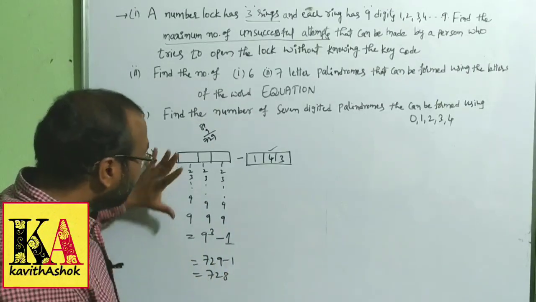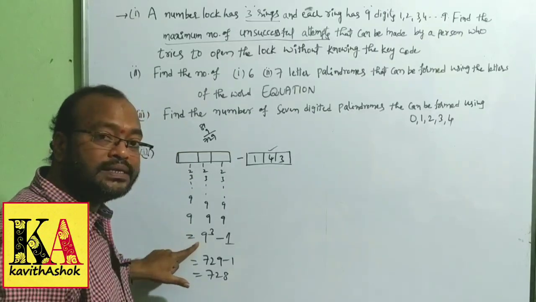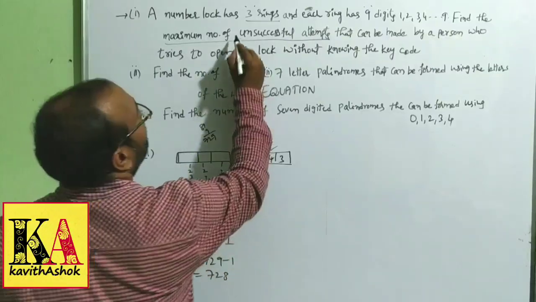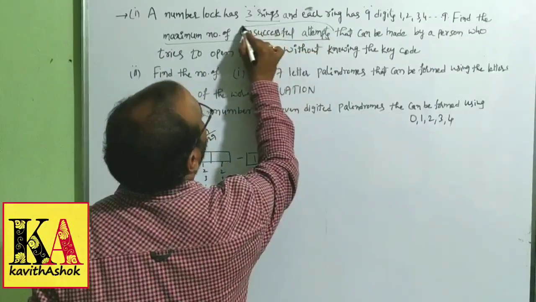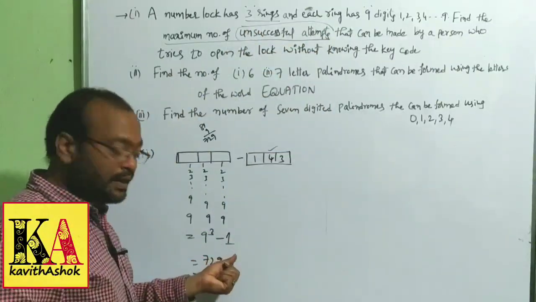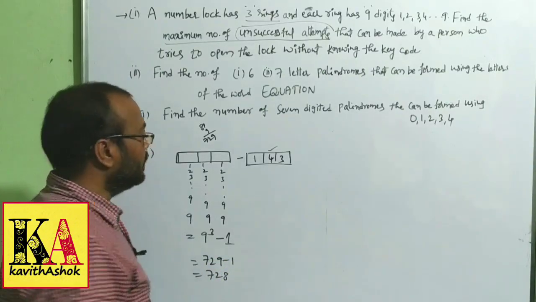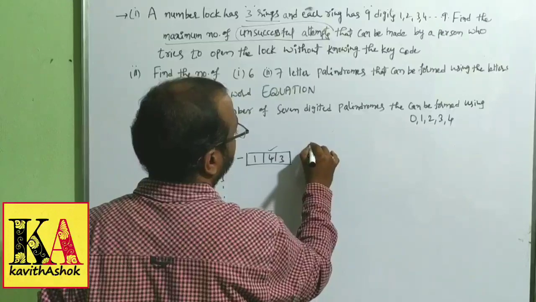Is it clear now? We have a total of 9 cubed choices. In this, one successful attempt is there. We want the number of unsuccessful attempts, so simply we subtract the successful attempt, then we get 728. Like this we can solve. Now go for the second.